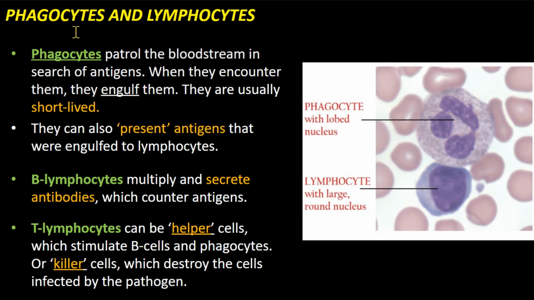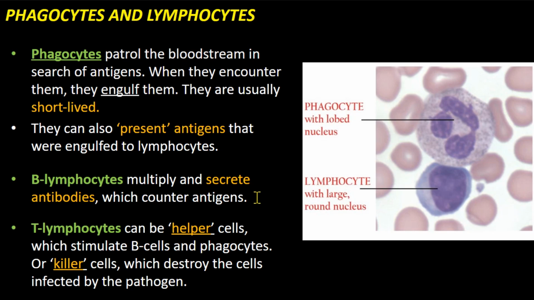So we have phagocytes and we have lymphocytes. Phagocytes patrol the bloodstream in search of antigens. When they encounter them, they engulf them. Think of them like they eat them. They are usually short-lived. So when they engulf these pathogens, they can then present them to other white blood cells. You'd be like, hey, this is what it was. Go and find ones that were similar to this. So they can present these antigens that were engulfed to lymphocytes.